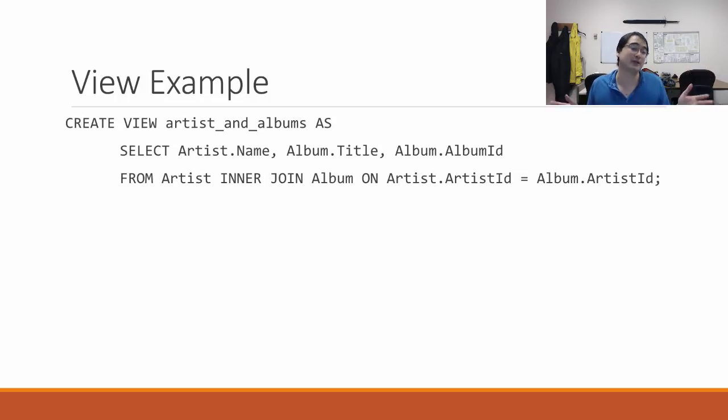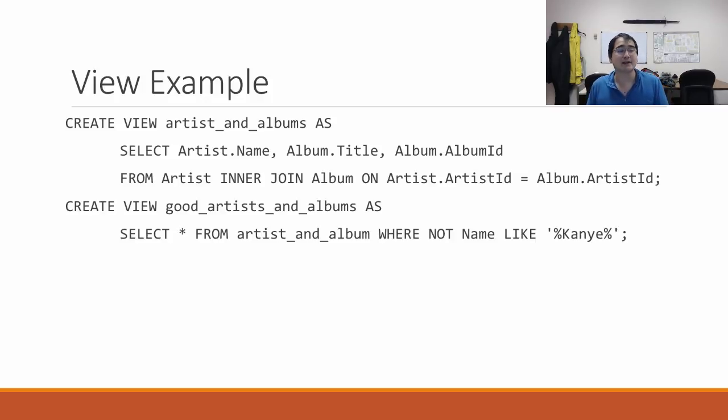And this might be just what I want. Maybe I just want to return this. I want to just do select star from artists_and_albums. That will work fine. That will give me all of the artist names, album titles, and album IDs in my database. But let's say, you know what? I realize I actually really hate Kanye West.